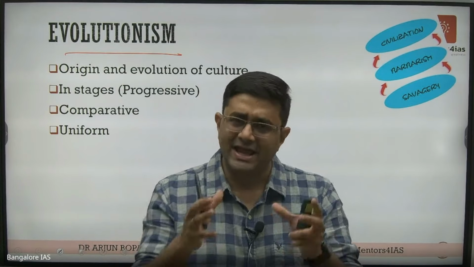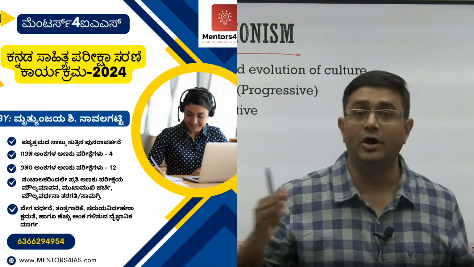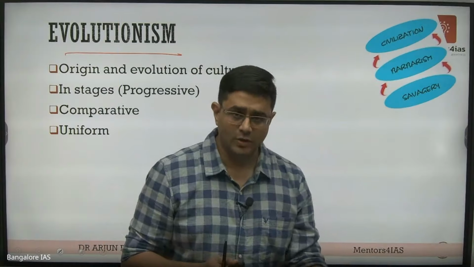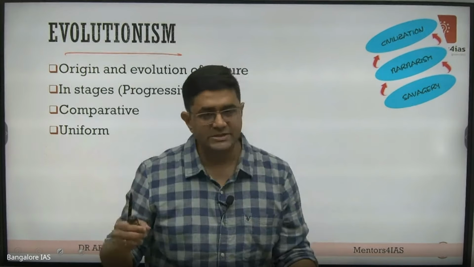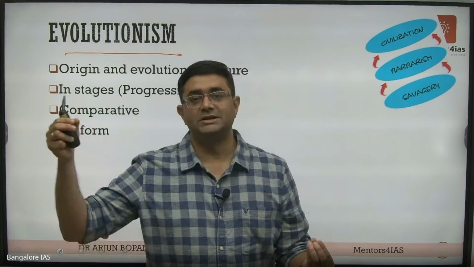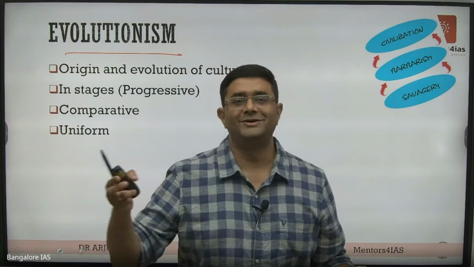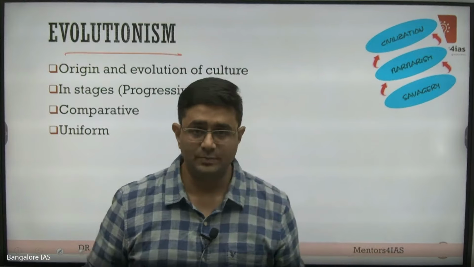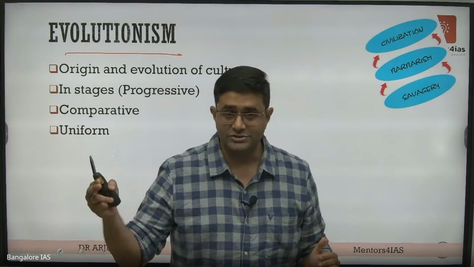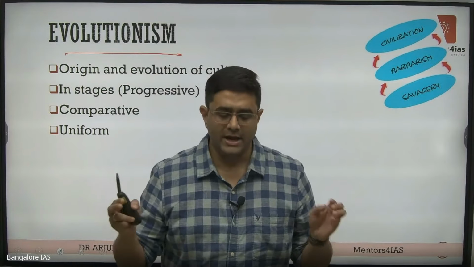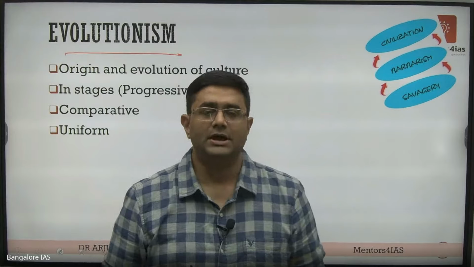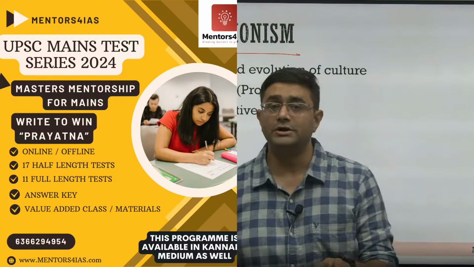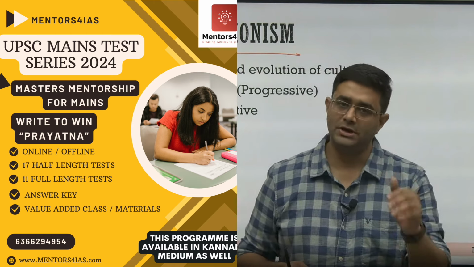They said that every society or culture evolves, just as organisms have evolved. There is an origin, and then they have evolved from simple to complex, from homogeneity to heterogeneity, from incoherent to coherent. These are the keywords that should be there in your definition. You have American scholars like Morgan and British scholars like Tylor who have contributed towards this school of thought.